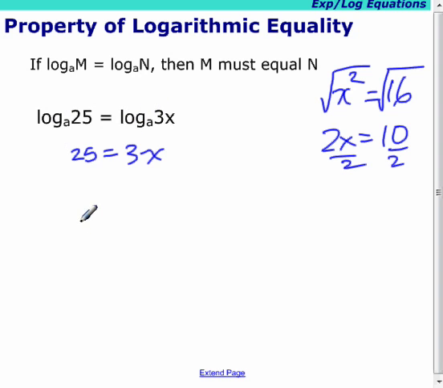The other way of doing that is something like this. What if I had an equation that looked like this? 4 to the x is equal to 9. Recognize that one?